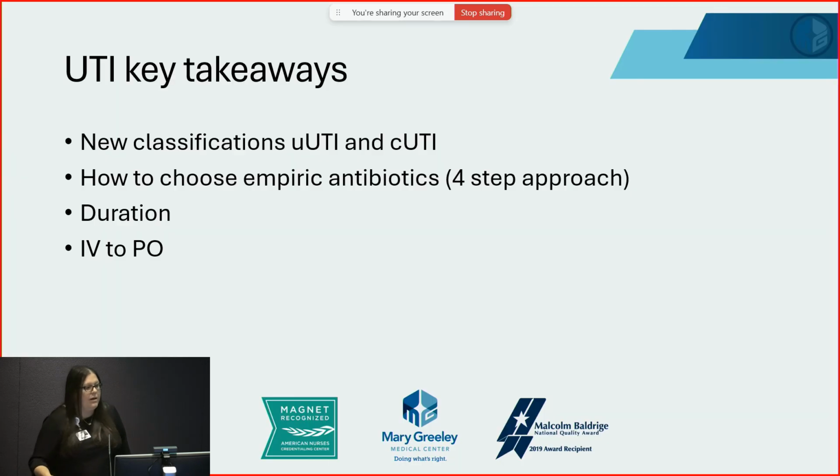So the key takeaways are there's new classifications for uncomplicated and complicated UTI. Kind of use that 4-step approach. Think severity first when you are choosing your empiric antibiotics. Don't go straight to that antibiogram. And then the durations can be, for complicated, 5 to 7 if for a fluoroquinolone, 7 if not, and then you can go up to 14 if you need to, or until the patient's recovered.